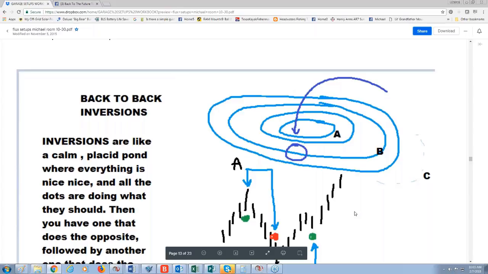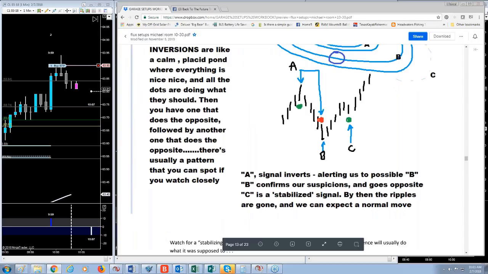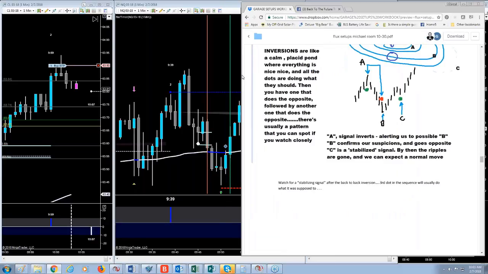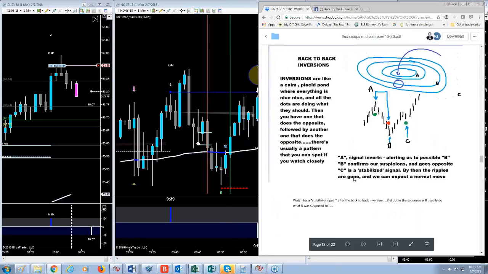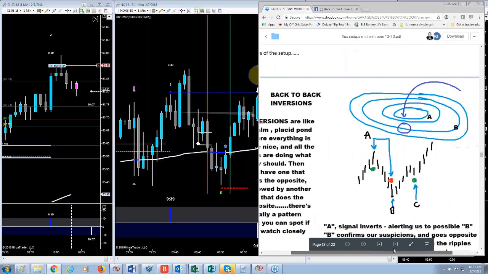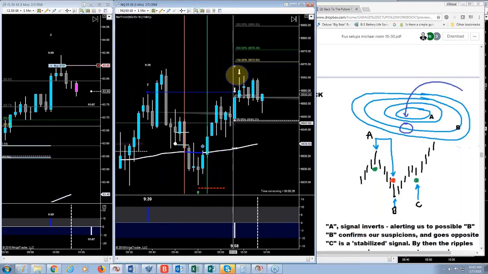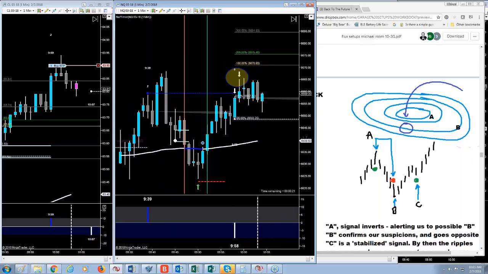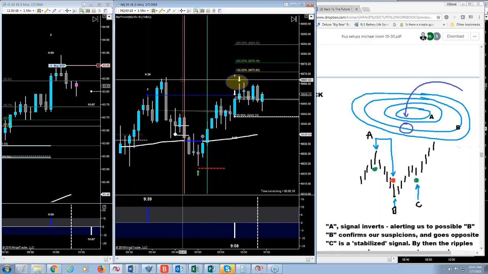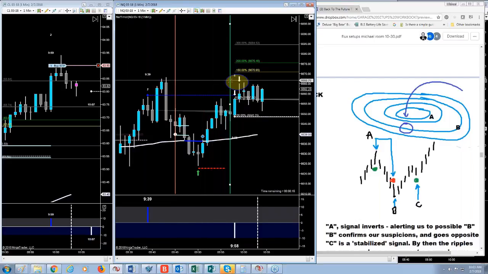But Nick, check it out here. Tim, we had the first inversion at A where it dropped down, the second signal at B where it went up. And you see how I was telling everybody to look for the move at 9:58? That's the C. So this is the A, this is the B, and this is the C.